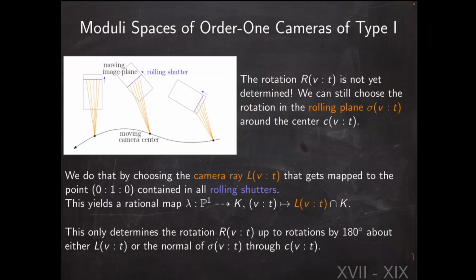Okay, now a side remark. I said this map lambda determines the rotation, but in fact there are 4 choices of rotation given this. So the true moduli space of cameras is a 4-to-1 cover of what I'm describing here.